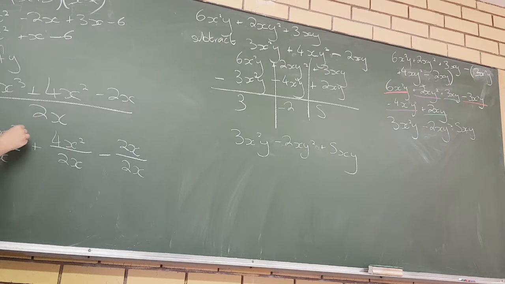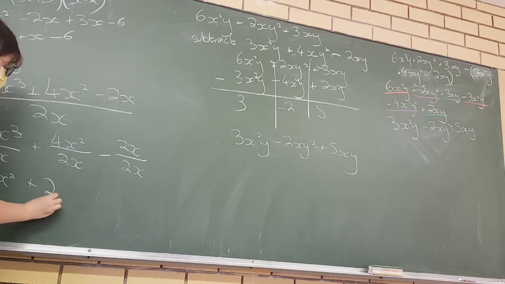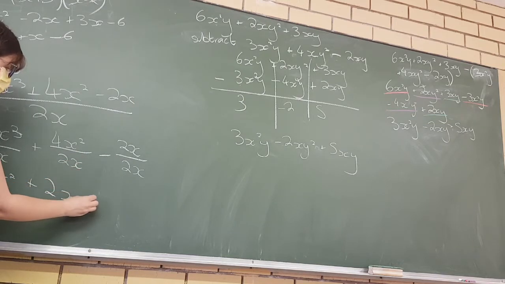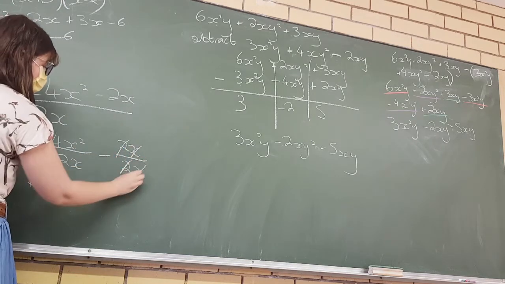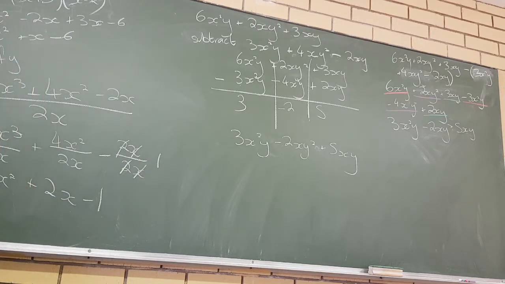Alright, so now, what's 6 divided by 2? 3. What's x cubed divided by x? x squared. Plus 4 divided by 2? 2. Next one? x. And the last one? 1. Alright, because that one cancels with that one cancels with that one, we're left with 1. Minus 1. Okay.